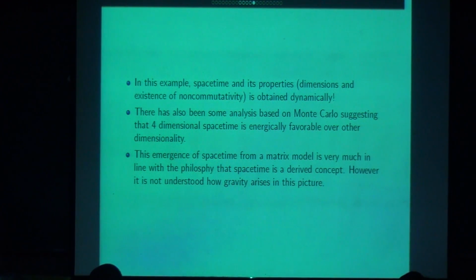Okay. So in this case, actually, it is space, not space-time, because in the BFSS matrix model there's a time already. But there's a generalization of that matrix model to something without even time. So in fact, you can derive both space and time, and their properties. In this case, the properties are the dimension of space-time and the non-commutativity, dynamically from the solution.